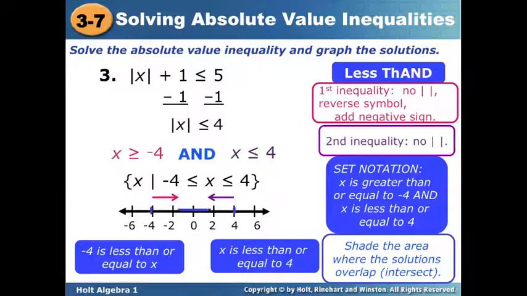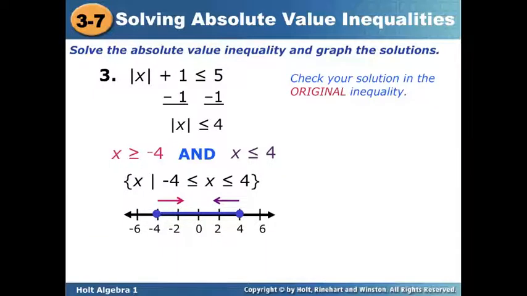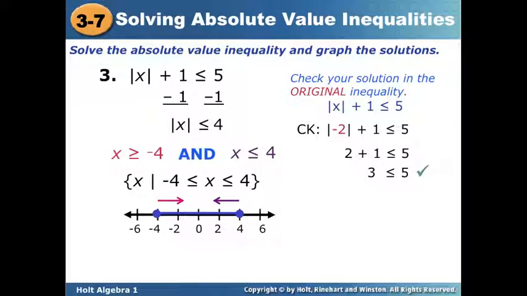This will shade as we expected it to, like an and problem should shade to the inside. Check a number from the shaded region in the original problem. I'm going to use negative 2 to check. The absolute value of negative 2 is positive 2. When I add 1, that gives me 3, which is less than or equal to 5. Remember, always check in the original problem.